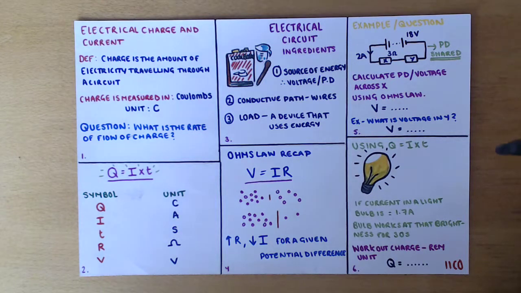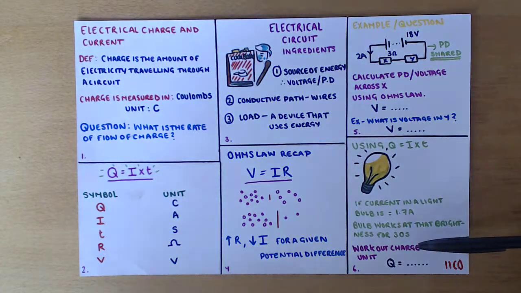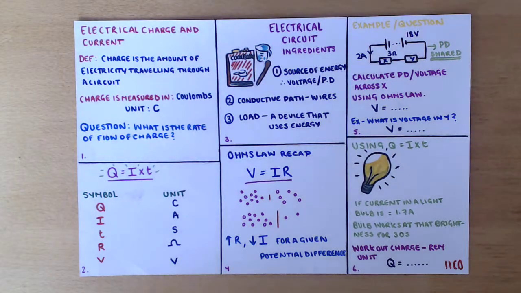Okay, let's move on to using this equation here. Remember, charge is equal to the current multiplied by the time. If I have a bulb and it has 1.7 amps, so that's the current of my light bulb, and I know that it's working at this brightness for 30 seconds, I want you to stop, pause the video, and work out what the charge is using this equation.